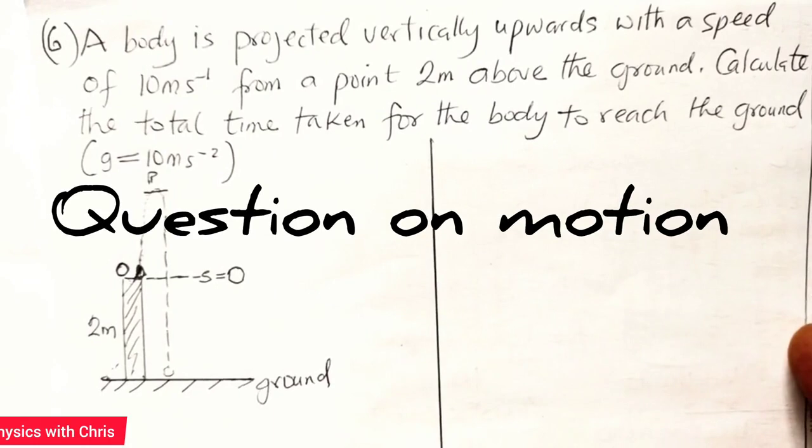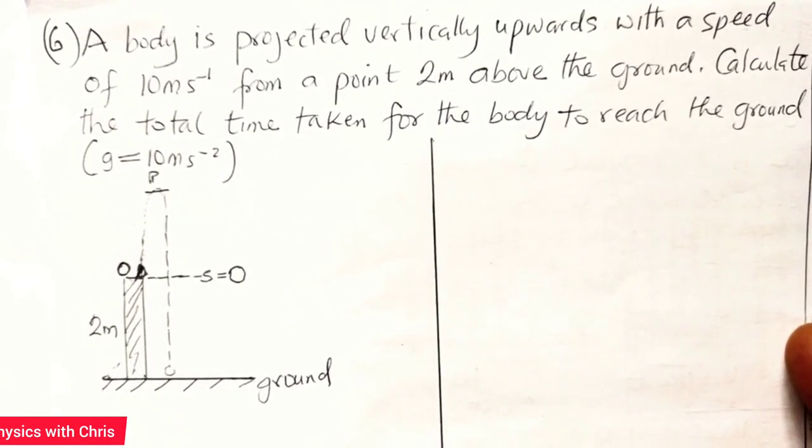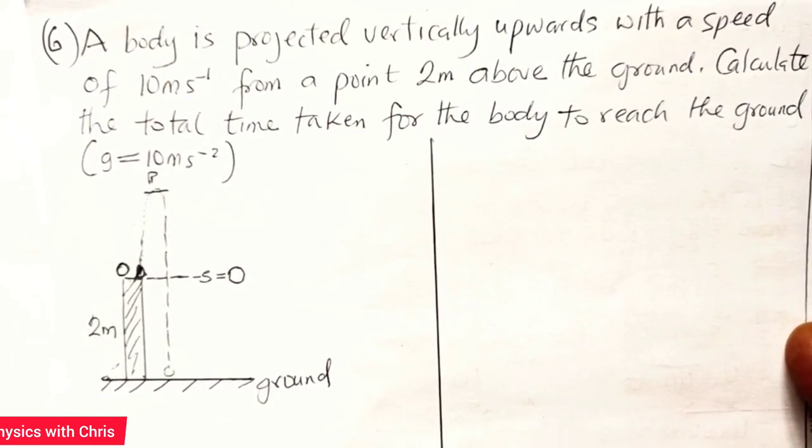Now, a body is projected vertically upwards with a speed of 10 meters per second from a point 2 meters above the ground. The question says calculate the total time taken for the body to reach the ground. Take g as 10 meters per second squared.